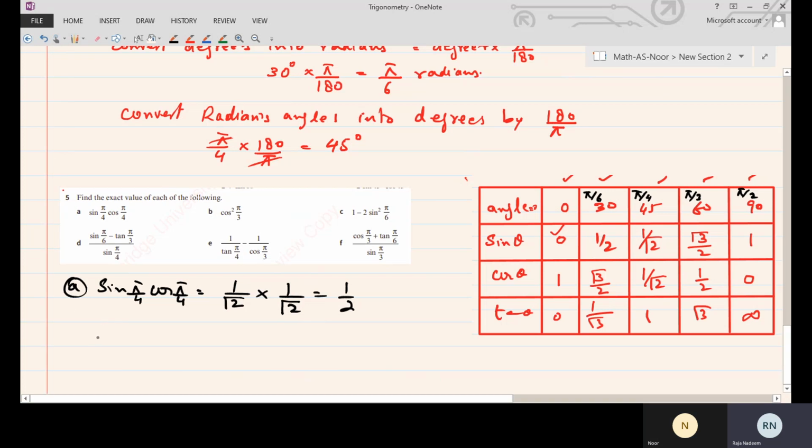If you convert this pi over 4 into degrees, then you would find that pi over 4 is equal to 45 degree. So if you use a calculator, sine of 45 or sine of pi by 4, both will give you the same answer, 1 over under root 2. But for this your calculator mode must be in degree, and for pi over 4 you have to select radians mode.